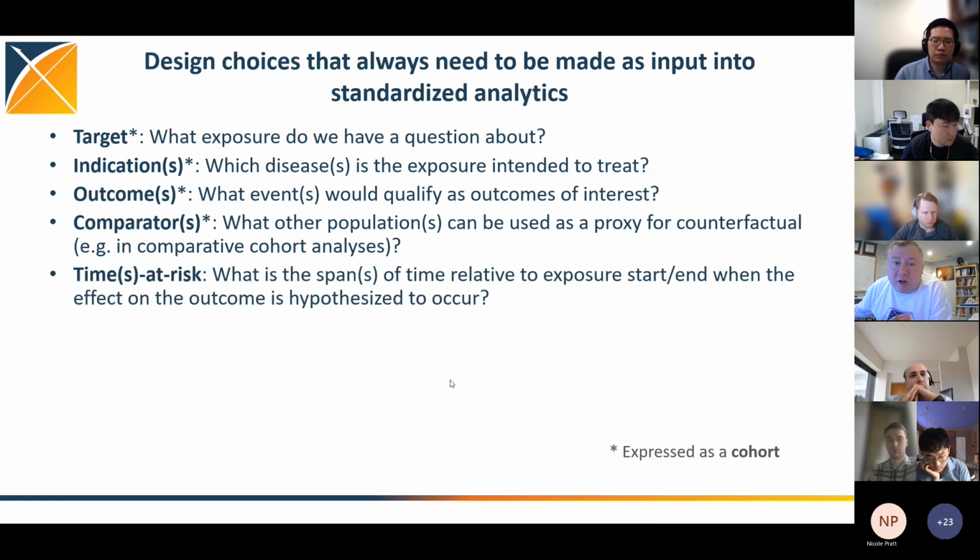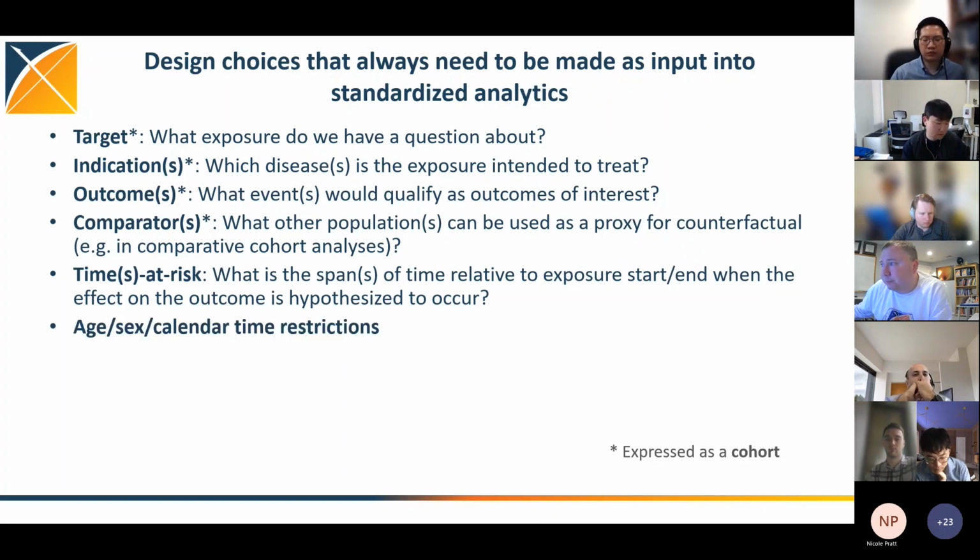We need to be able to define our time at risk. So this is the span of time when we are intending to observe the outcome relative to exposure. And this is usually because there's some sort of hypothesis by which the relationship between the exposure and the outcome is based. We may have common restrictions that we want to impose in our analysis. These would be things usually like age, sex, or calendar time, which we may want to introduce in a given study.